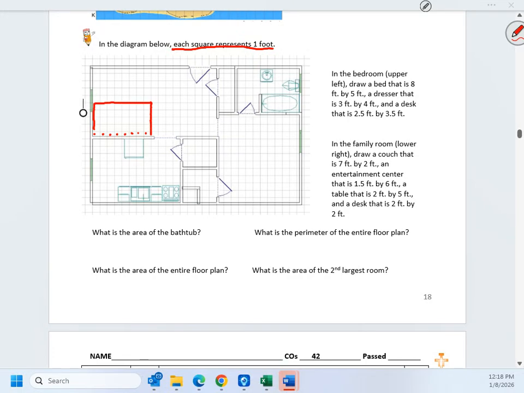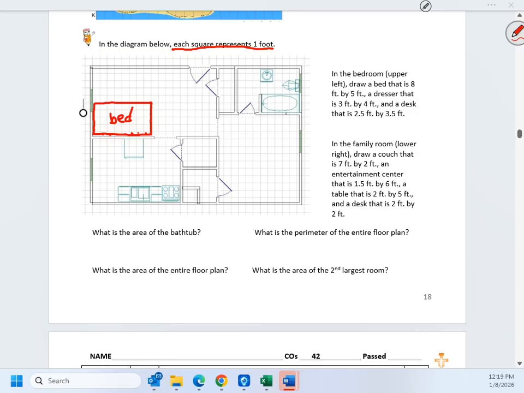This might be my bed. And then I would label it. So if I put the bed there, where would I put the dresser? Where could I put the desk? Now, I'm not going to look at it and say, well, you can't open the door if you put it there. I'm not going to get nitpicky on it.